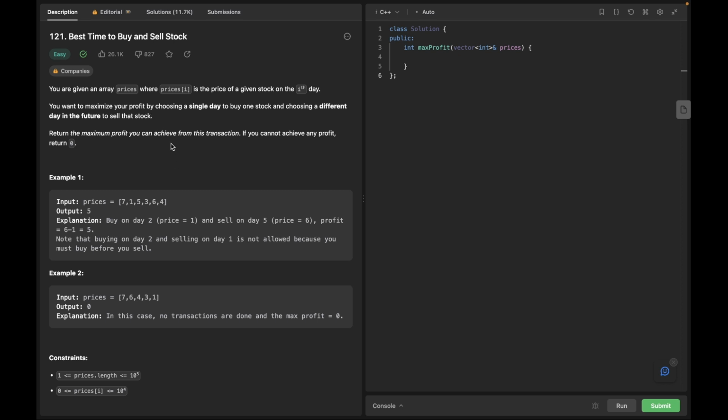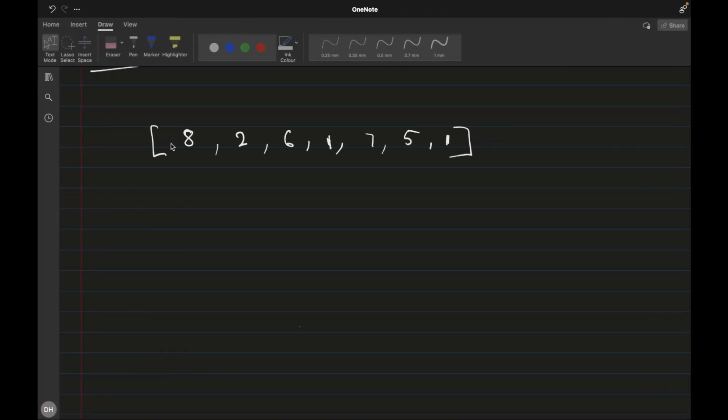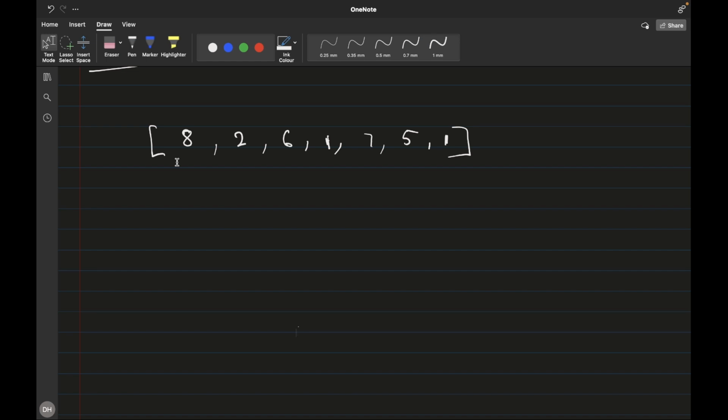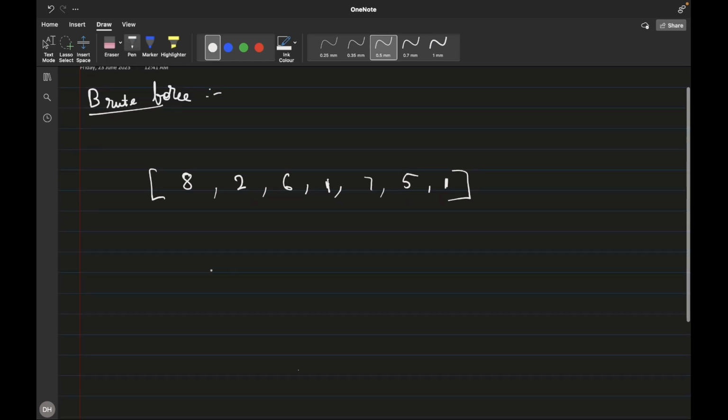Let's try to understand this question. Let's take this example to understand the question. So on day 1, the stock price is 8. On day 2, it's 2. On day 3, it's 6. On day 4, it's 1. On day 5, 7, and so on.